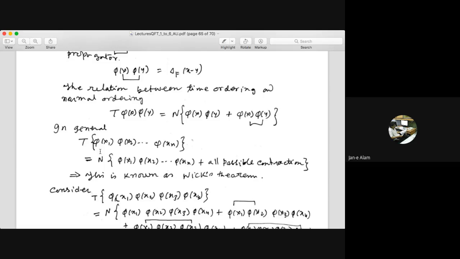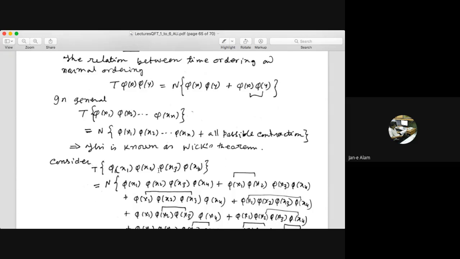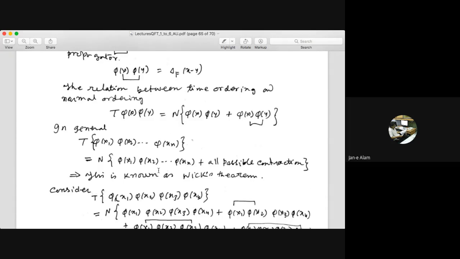Now, in general, if you have a product of n operators, phi x1, phi x2, up to phi xn, that time ordered product of n fields I can write as the normal ordering of those fields plus all possible contractions. Now, as I said, the term which remains uncontracted will give 0, because in the uncontracted normal ordering term the annihilation operator will be on the right and it will kill the vacuum. Let me give you a small example to see whether that is really happening or not.